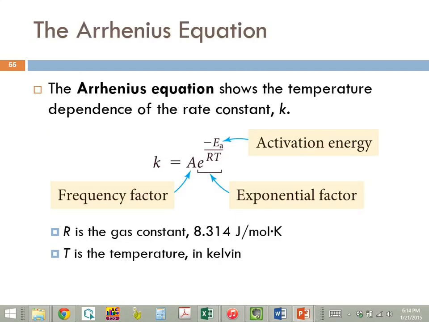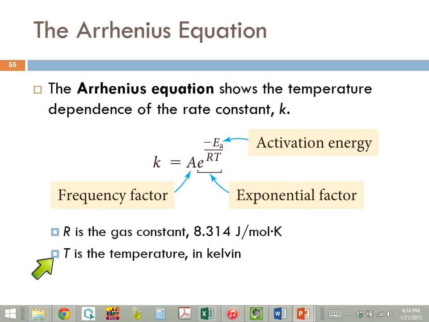So we have something called the Arrhenius equation. And this shows the temperature dependence of that rate constant k. So we've been using this rate constant, and now we're going to be examining the rate constant. The rate constant is equal to A times e raised to the power of negative Ea over RT. R is the gas constant, and we need to use 8.314 joules per mole Kelvin so that the units are going to work out.